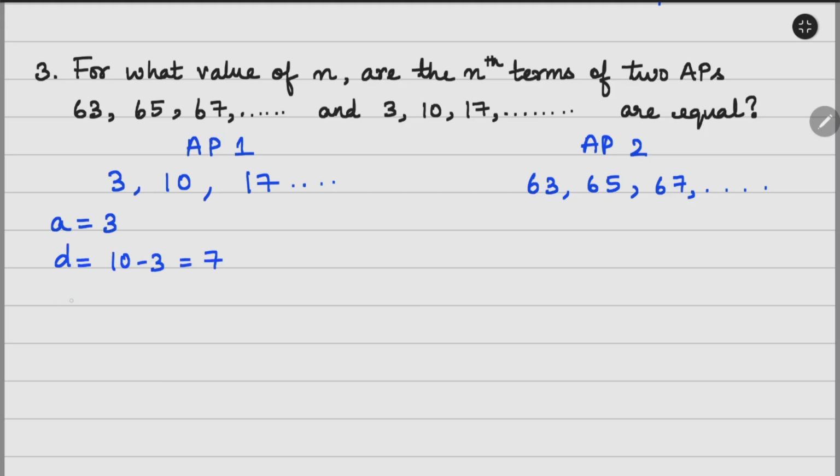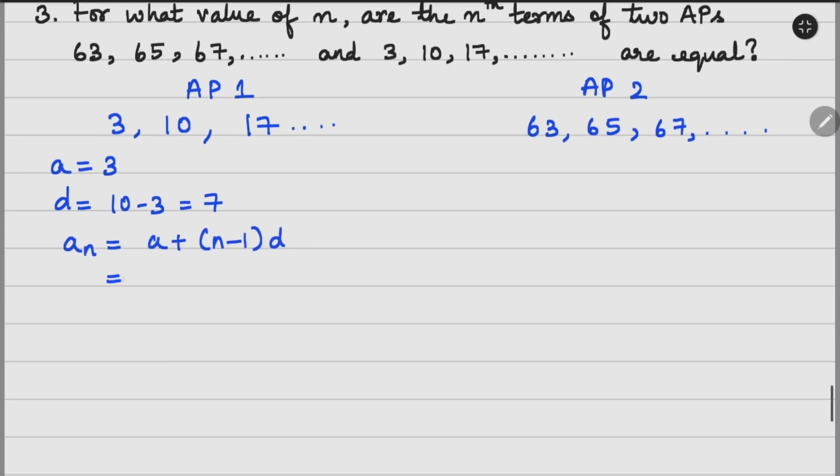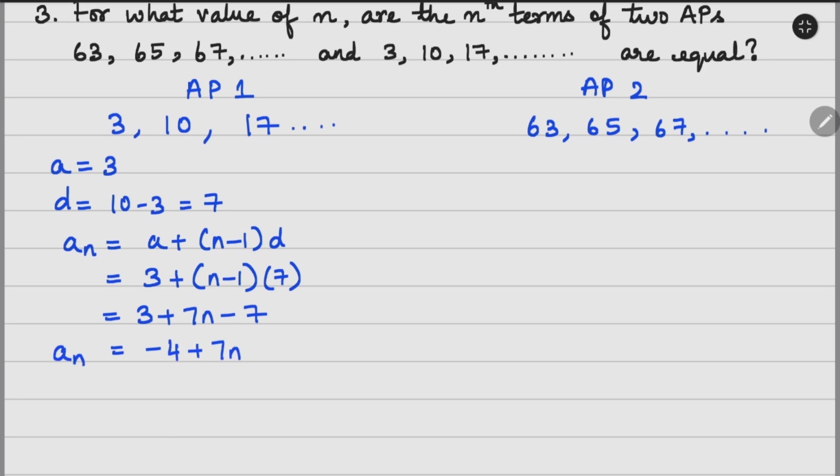That's your common difference. What's the nth term formula? A plus n minus 1 into D. Let's just substitute A and D here. A is 3 plus n minus 1 into D, which is 7. So let's substitute. So 3 plus 7n minus 7. So this will be equal to minus 4 plus 7n. This is your nth term of this AP.